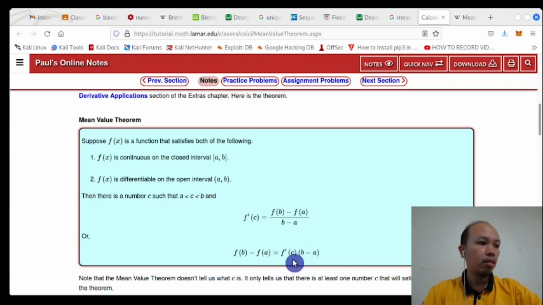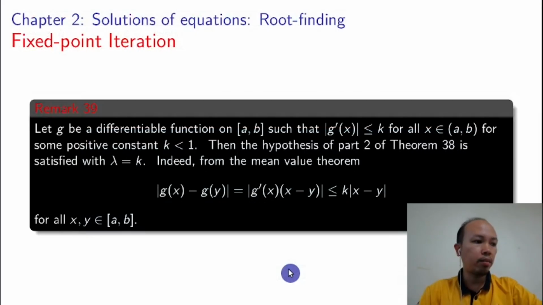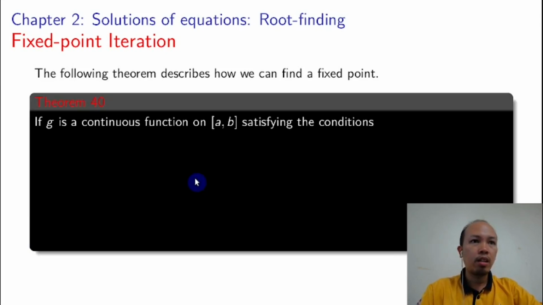So that's what we mean by the mean value theorem. And since, by the property of the absolute value, g prime of x is less than or equal to k, you can replace it by this one here. So this remark is very useful.